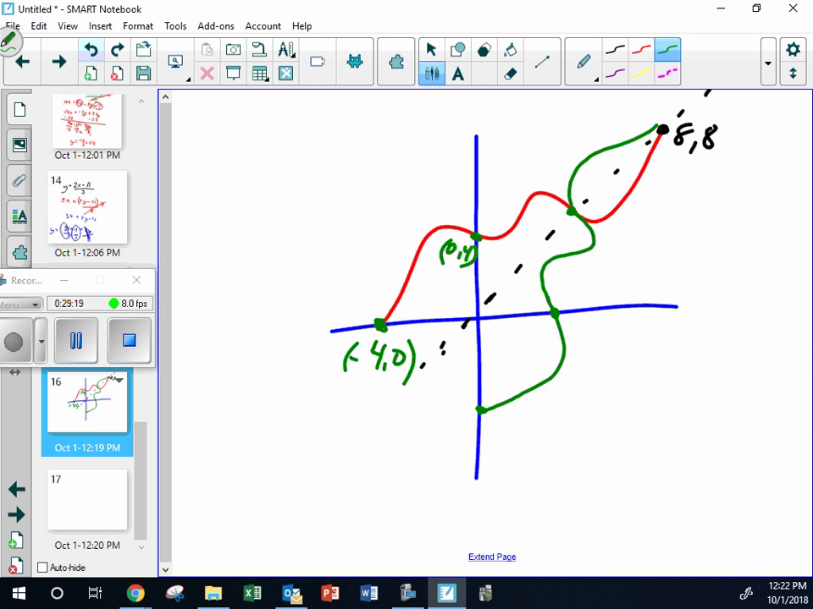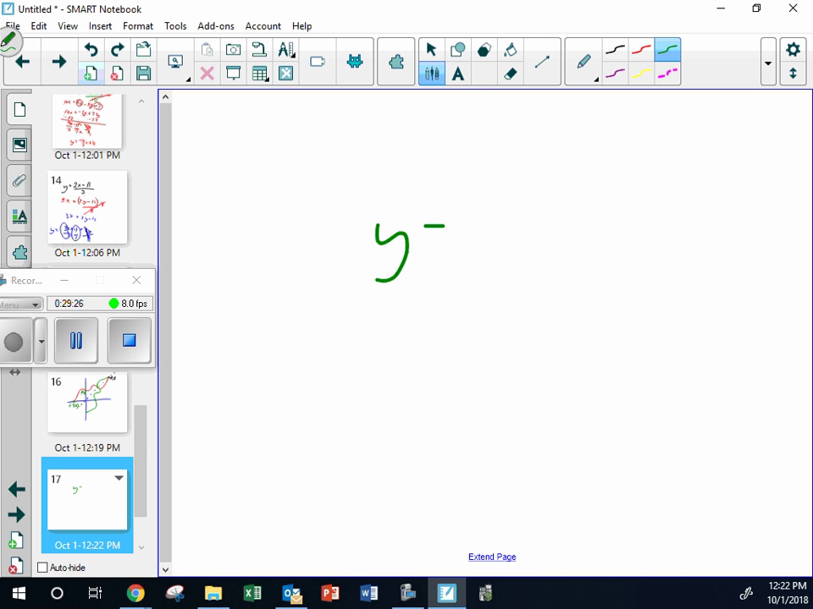So can you reflect to get the inverse? Yes. But when you've got this nasty looking equation, and you don't even know what it looks like. So you don't even know.